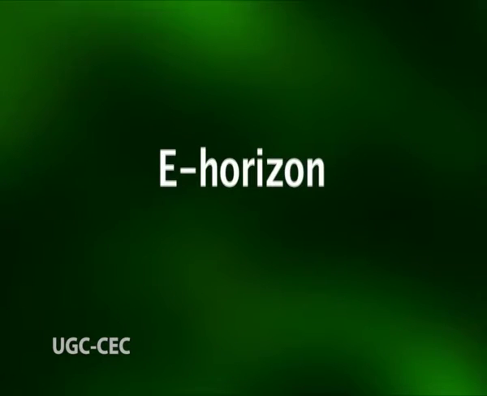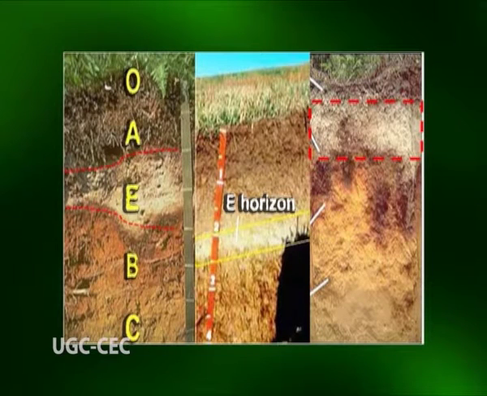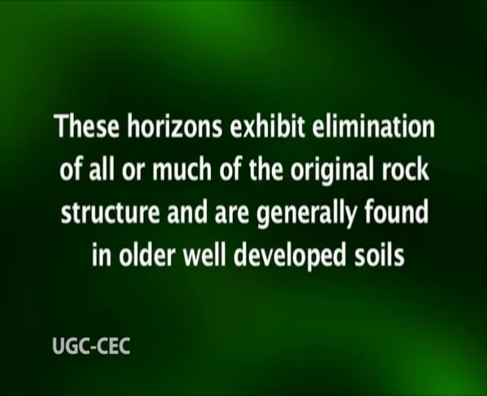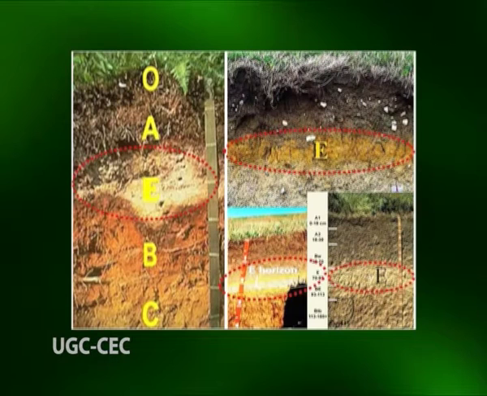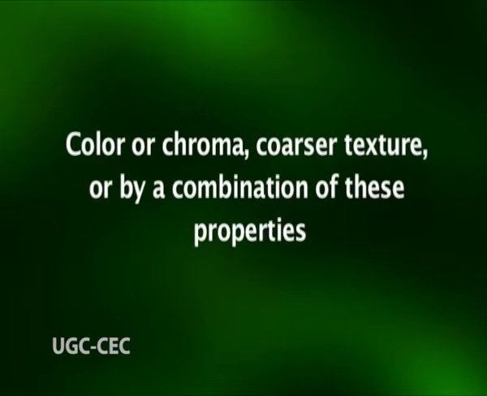Now we discuss the E horizon. These are the alluviated mineral horizons formed by the loss of silicate clay, iron, aluminum or some combination of these, leaving a concentration of sand and silt particles. These horizons exhibit elimination of all or much of the original rock structure and are generally found in older, well-developed soils. An E horizon is most commonly differentiated from an underlying B horizon by color or chroma, coarser texture, or by a combination of these properties.